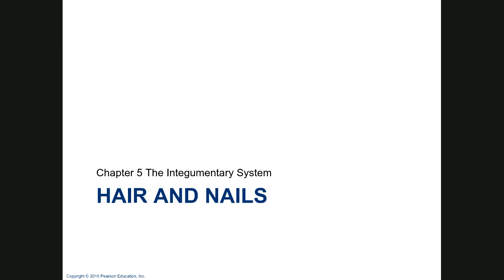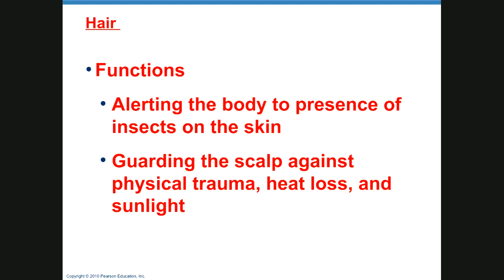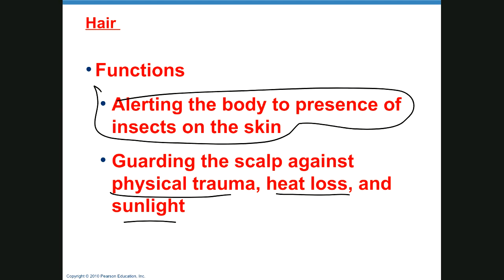When it comes to hair and nails, I will spend a little bit of time on hair and not very much time on nails. Functions of hair will be protection against physical trauma, heat loss, and sunlight. Each little hair also has a nerve ending wrapped around the hair follicle, so we can essentially feel each little hair on our bodies. The function of that is to alert the body of the presence of something crawling on the skin, for example.